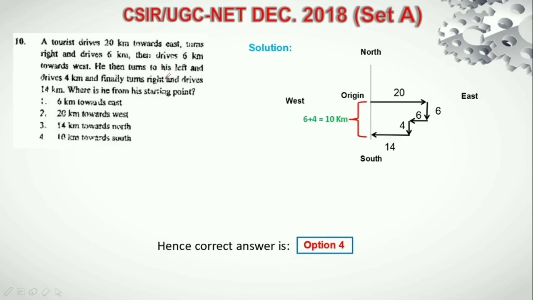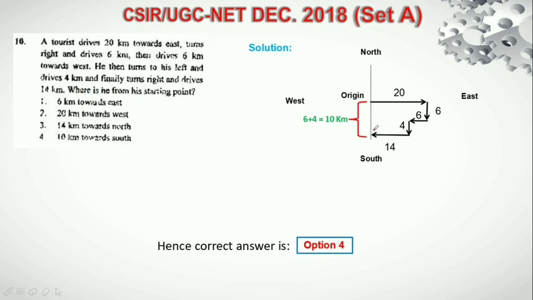Question number 10. A tourist drives 20 km towards east, turns right and drives 6 km, then drives 6 km towards west. He then turns to his left and drives 4 km and finally turns right and drives 14 km. Where is he from his starting point?